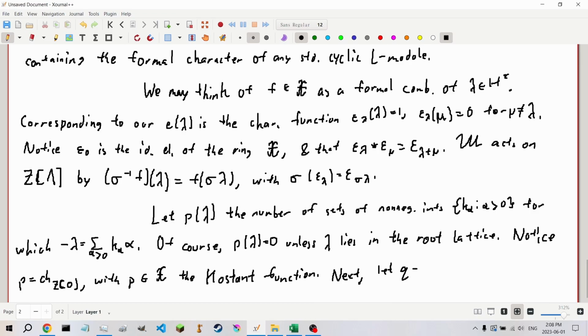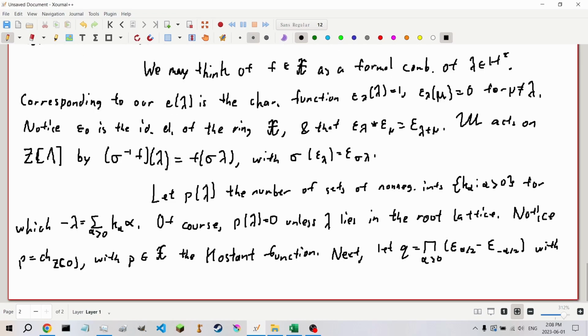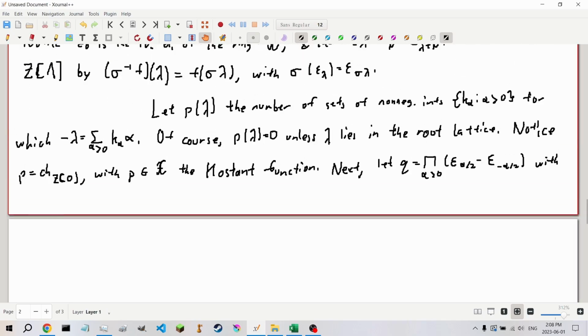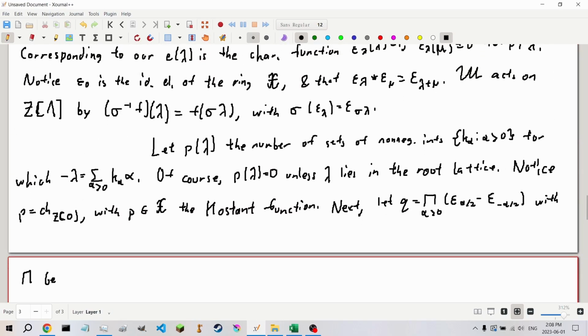Next, we're going to let Q be the product for positive roots of eta of alpha over 2 minus eta of minus alpha over 2. With our product in this context, of course, being the X product, which we saw is convolution. We're going to call Q the Weyl function.